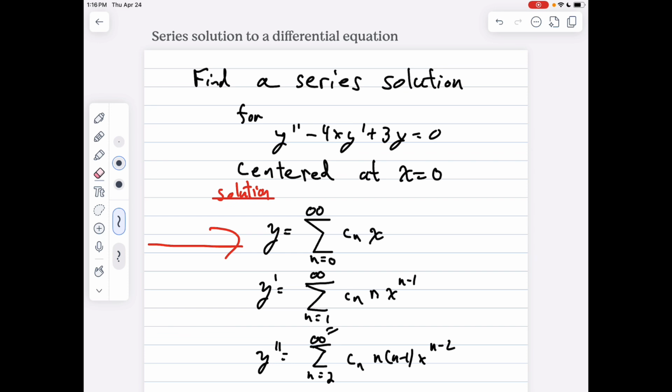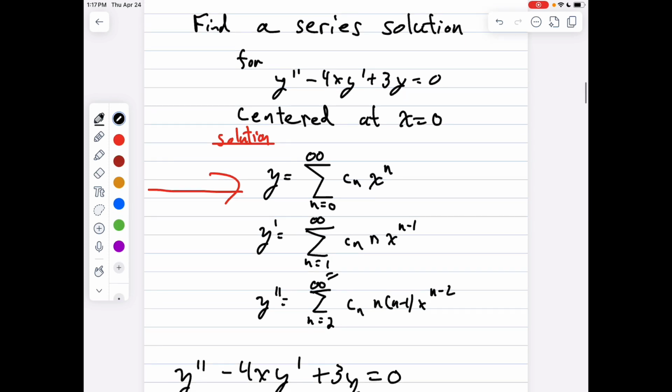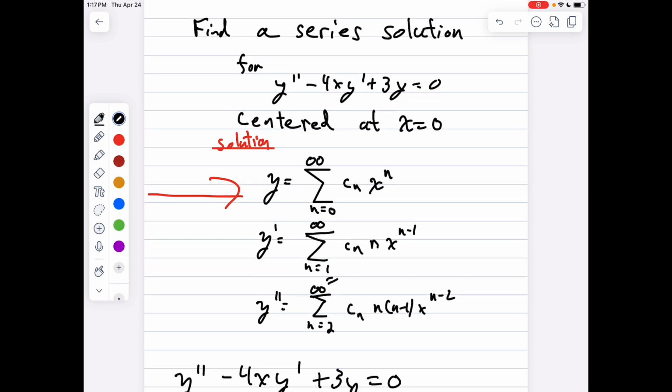Now, depending on where you're centered, if you're centered at another number than 0, let's call that number c for a second, it would look like sigma going from 0 to infinity, c_n (x minus c) to the n. So in our case, it's x to the n. And we're going to start by taking some derivatives and eventually replacing these expressions with sigma into our differential equation.